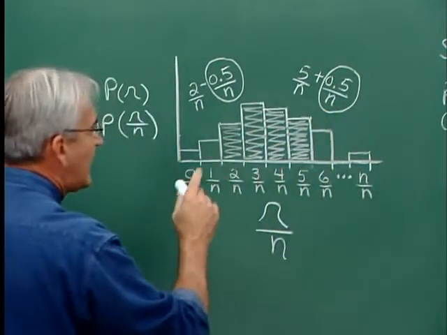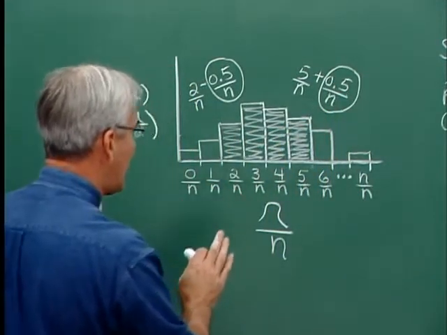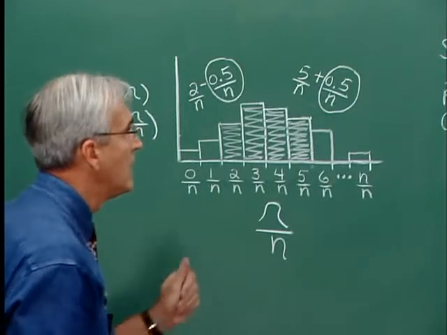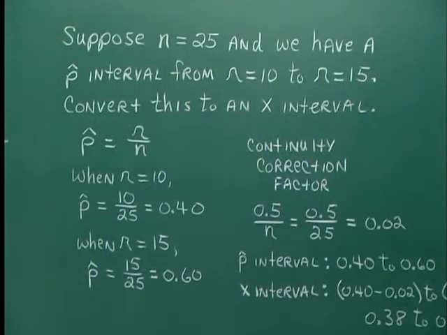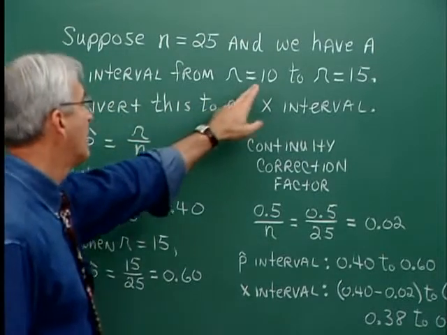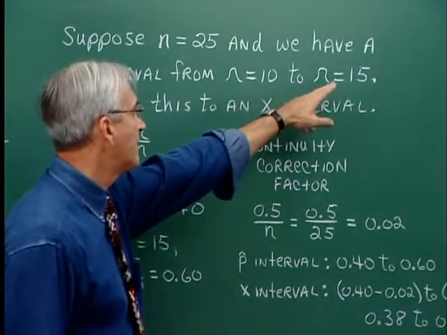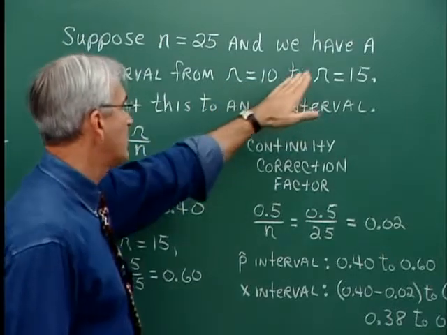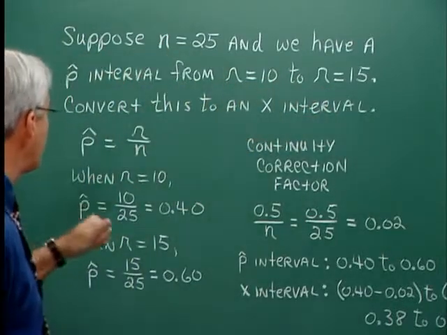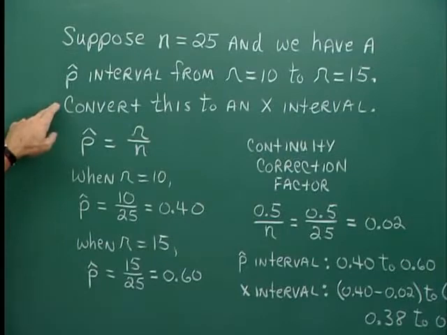Now, let's concern ourselves with continuity correction in this next problem. It says, suppose N equals 25, and we have a p-hat interval from an R of 10 to an R of 15. That is, 10 successes to 15 successes in this distribution. We want to convert this to an X interval.